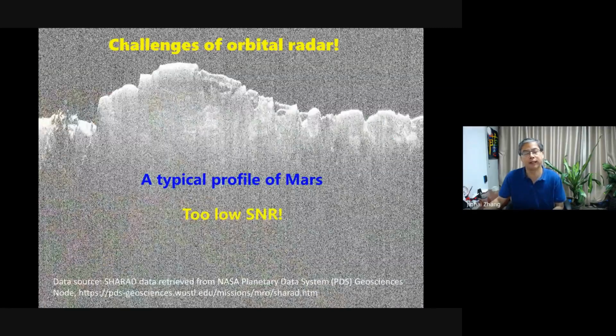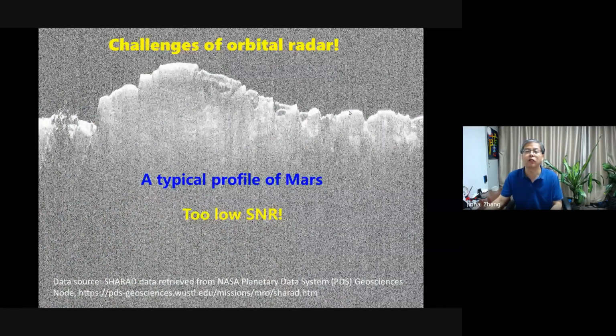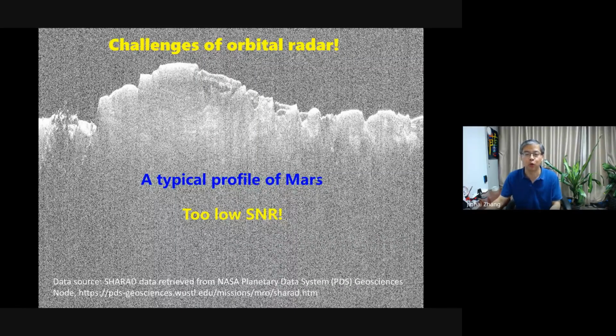Here is a typical profile of Mars. We can see that it has a relatively low signal to noise ratio, because even before the first reflection of the ground, we still have many strong noises there. So it's a great challenge to do data processing of orbital radar to reveal the details of subsurface structures. Anyway, we are hoping to develop some new methods to deal with this problem.